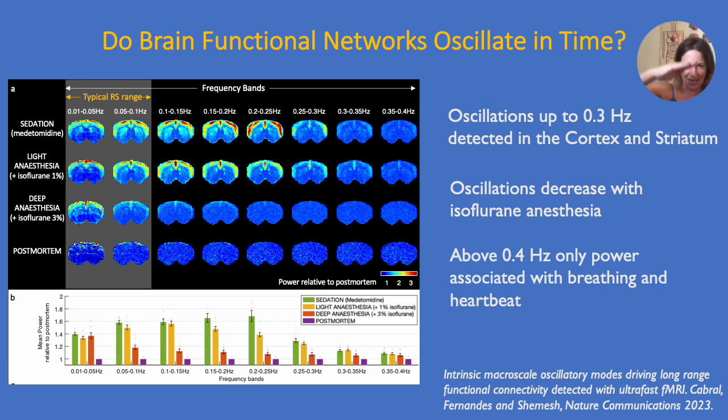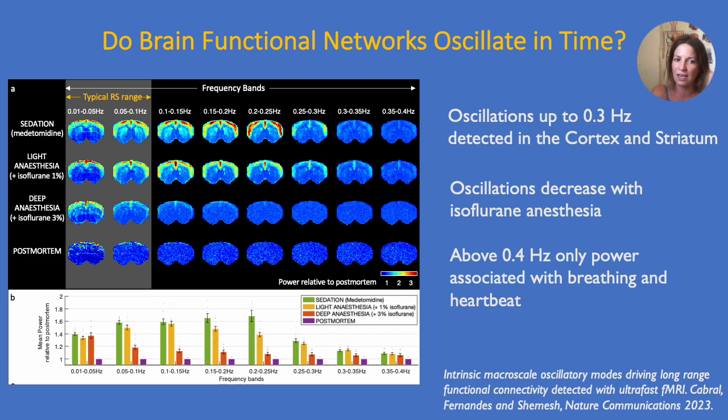So we find that isoflurane clearly acts on the power of those oscillations, and if we further increase the concentration of isoflurane, we lose most of the power above 0.05 hertz. We compare this relative to the post-mortem scans, so the voxels are colored according to how much power they have above the post-mortem scans. And we also did statistics.